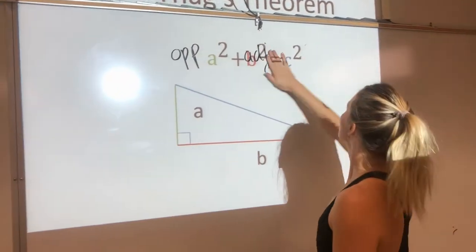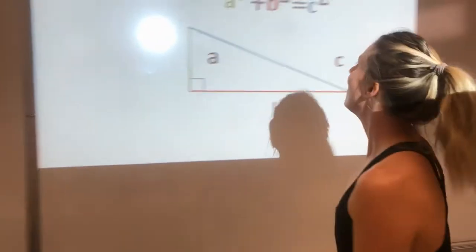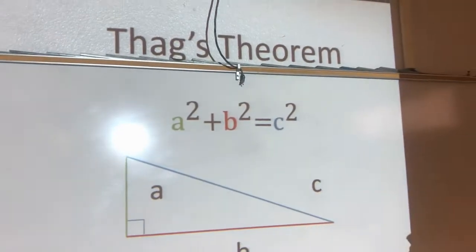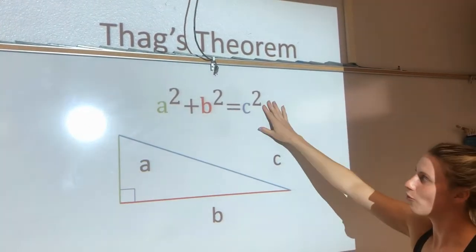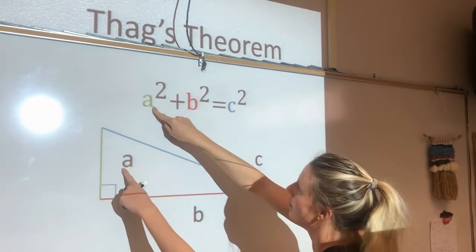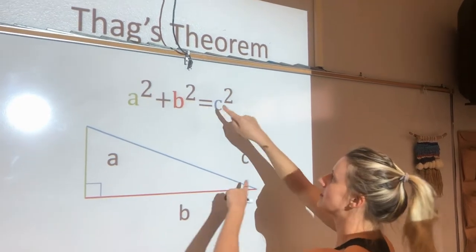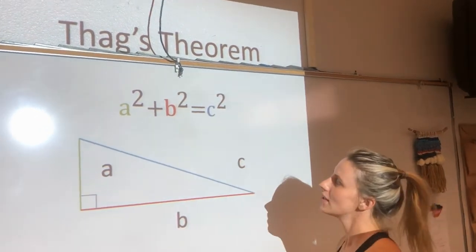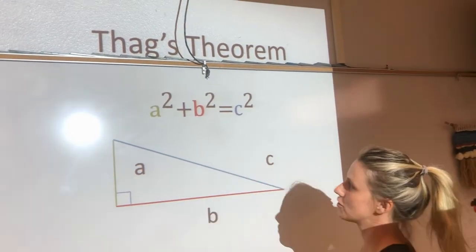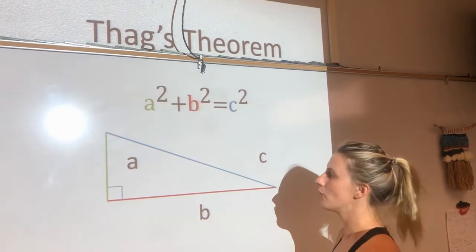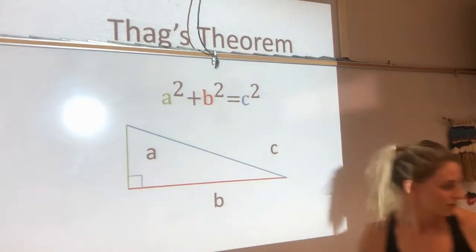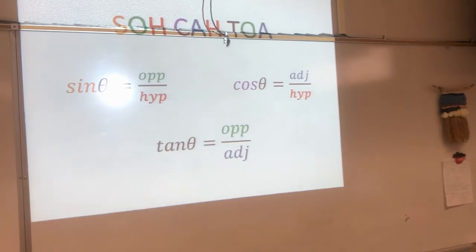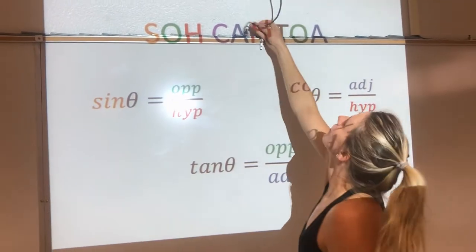So what do we do with these things? Well, we've got Pythagorean theorem. You guys have seen this before. A squared plus B squared is going to give you C squared. And we can manipulate and solve for certain variables in this equation in order to find one of the sides. All right, I'm going to bring this down again.